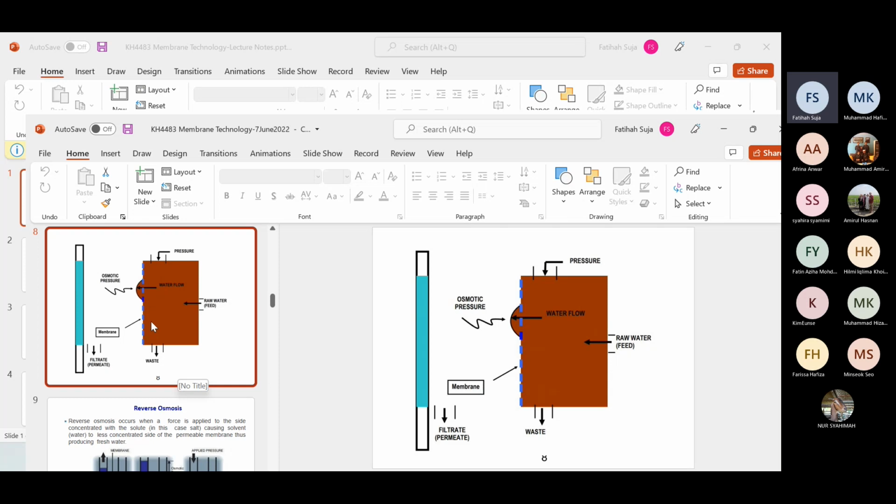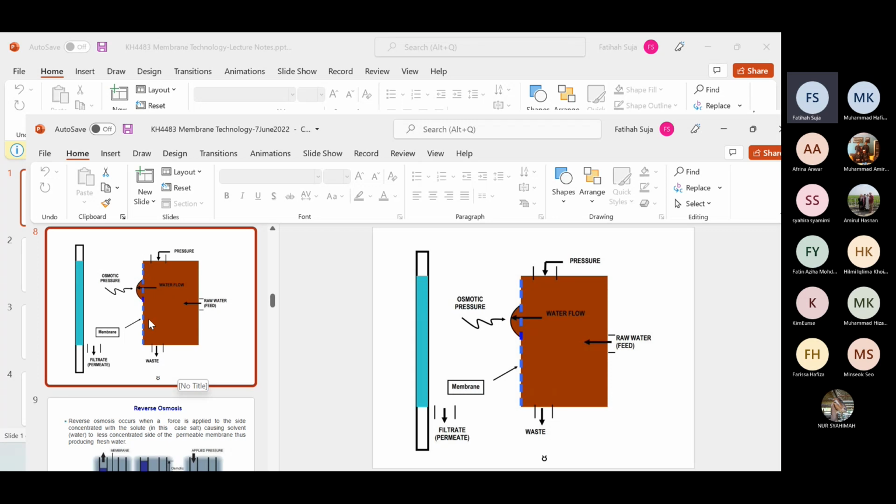So by operating the system opposite to its normal direction, we call osmosis the normal direction, but you want to operate the system opposite to the normal direction, so fresh water can be produced from the raw water. The undesirable constituents will be deposited on the membrane surface and will eventually clog it. So when you have already filtered some amount of water, the membrane will be clogged.